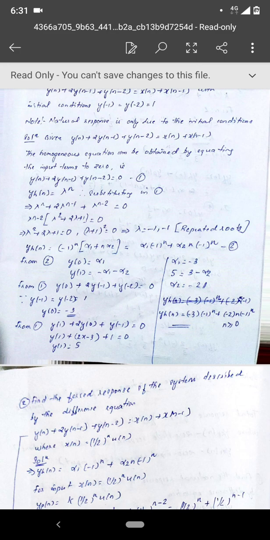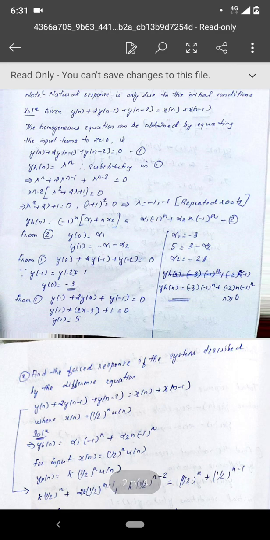Okay, now that is the first case. So we have found what is the response of the system due to the initial conditions alone, that is the zero input response or the natural response. Now in the second case, we have to consider only the external input, the response due to the external input, and that is called the forced response. Forced response, or it is also called zero state response.